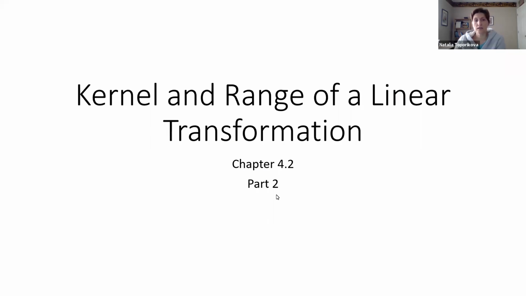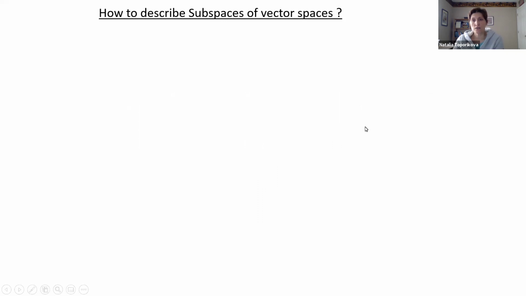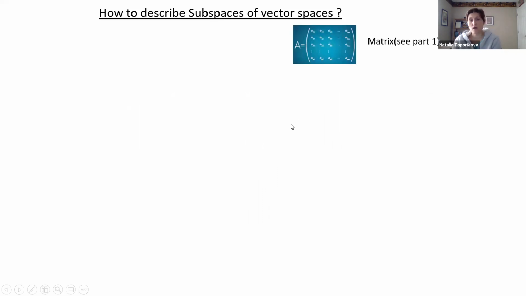Hello, this is the second part of chapter 4.2, and we'll talk about range and kernels of linear transformations. So let's think a little bit about how to define our vector spaces and vector subspaces. Last time we talked about the matrix being a very convenient way to do it. We define the matrix and find the null space and column space. But that's not the only way to describe it.